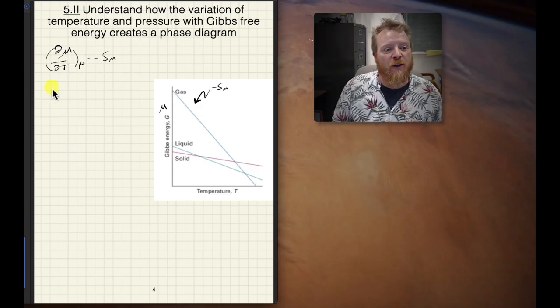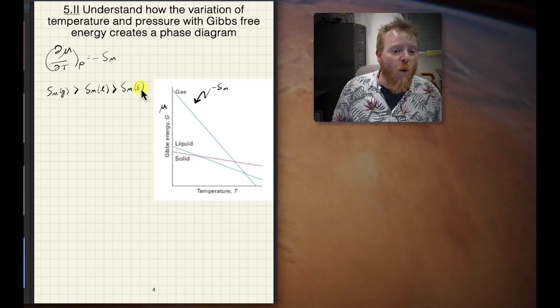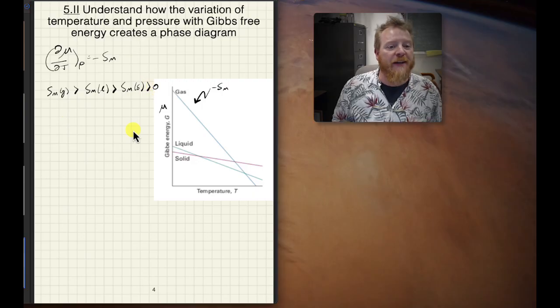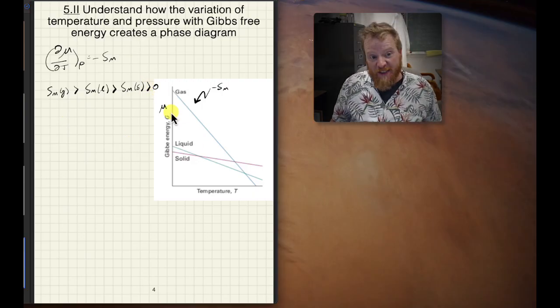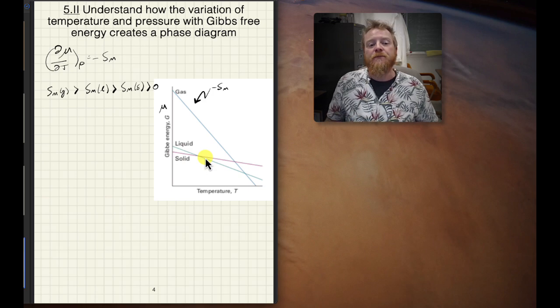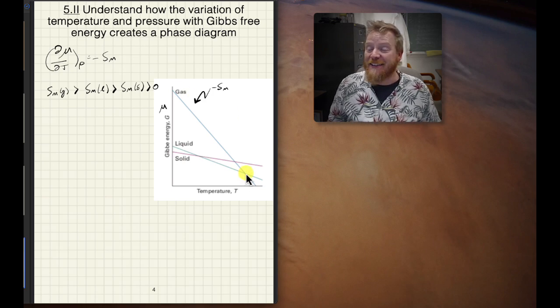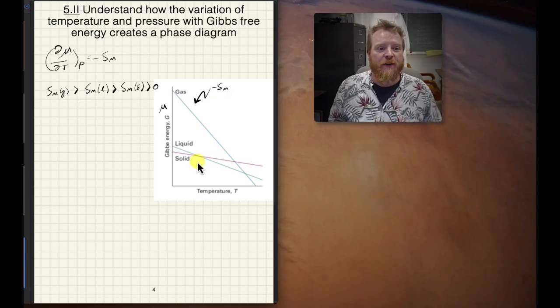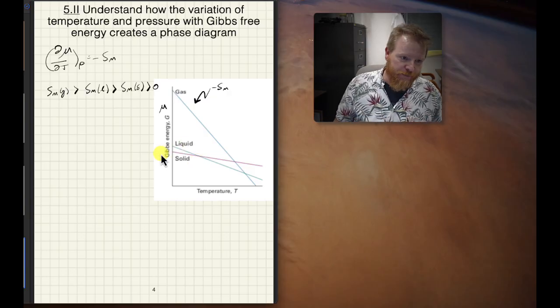And it's worthwhile to note here that the molar entropy of a gas will be greater than the molar entropy of a liquid, which will be greater than the molar entropy of a solid, all quantities being greater than 0. So that's why we see them having negative slopes, and we see the gas has the steepest slope, followed by the liquid, followed by the solid. So that is all good.